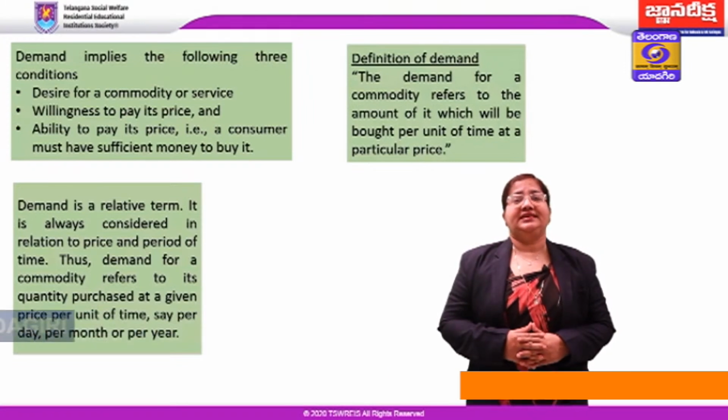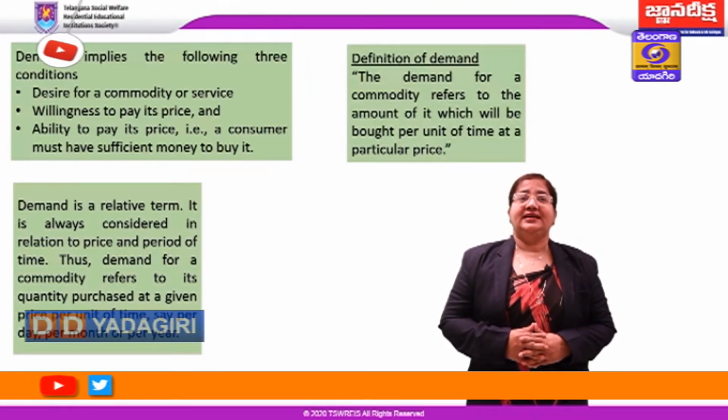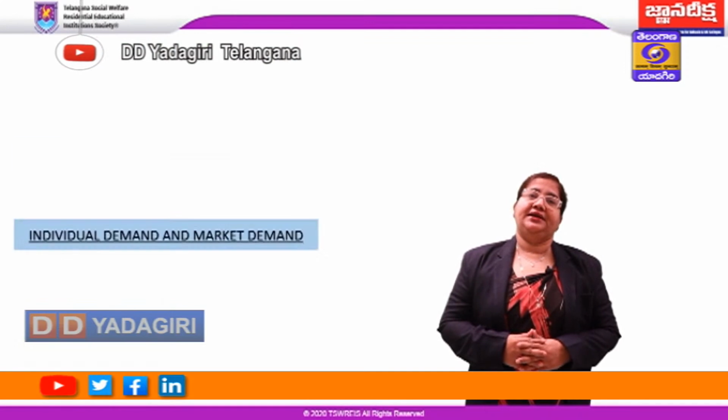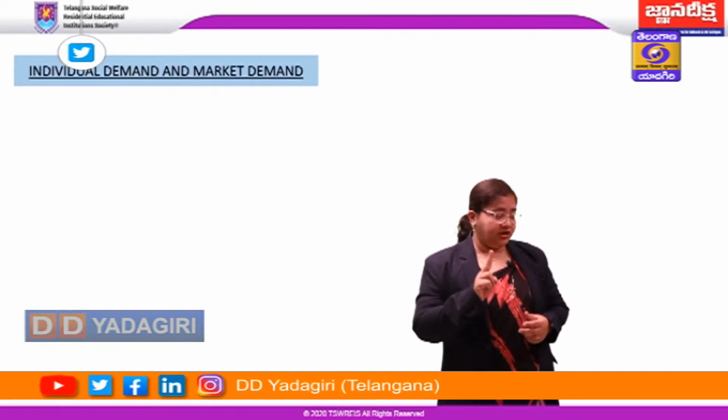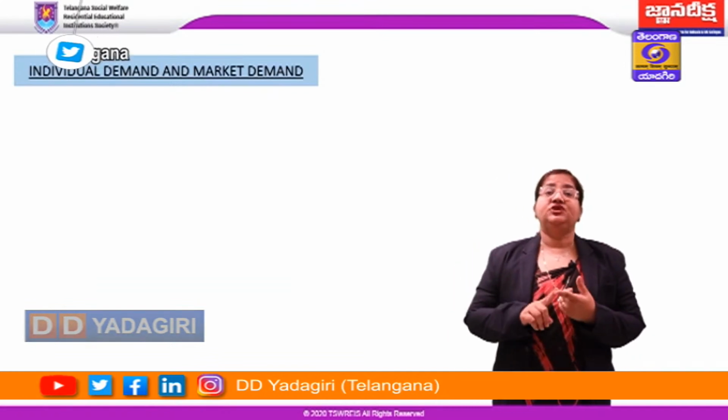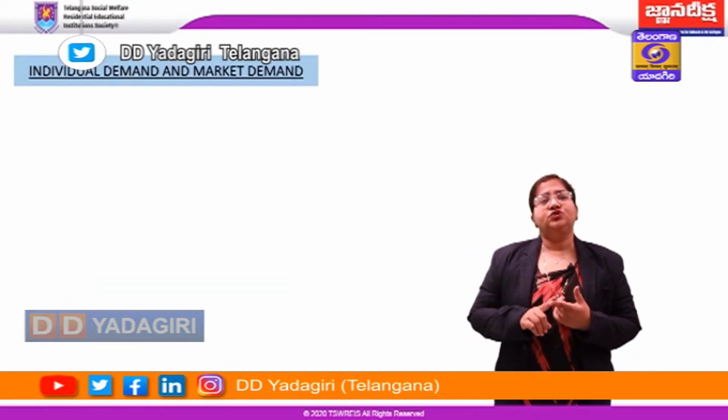Now we will move to the second very important topic, individual demand and market demand. See, demand for the product may be viewed at two levels. What are the two levels? Individual demand and market demand. What is this individual demand?